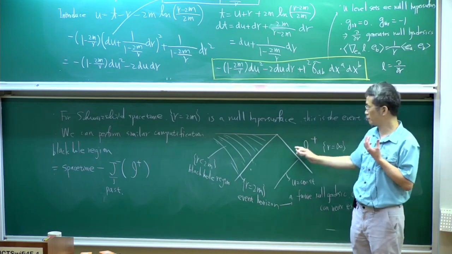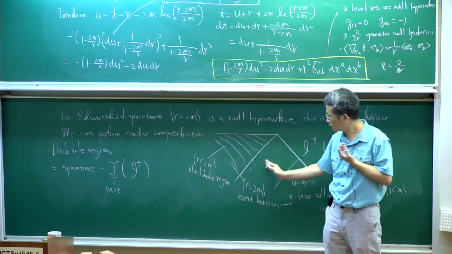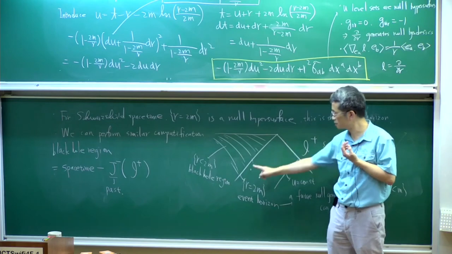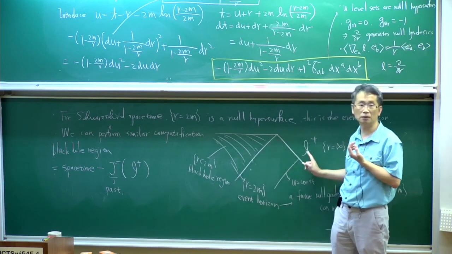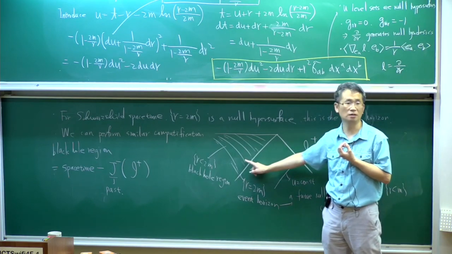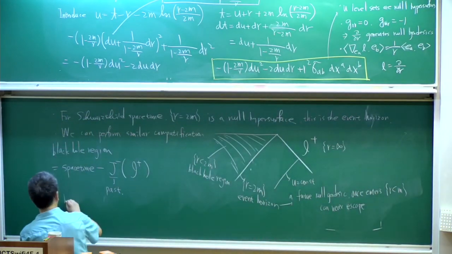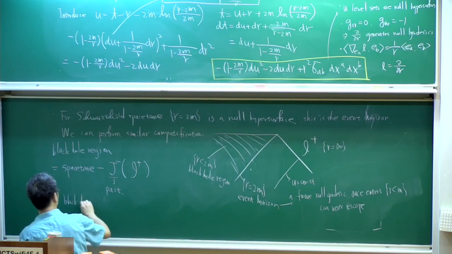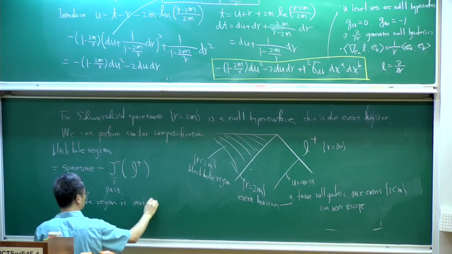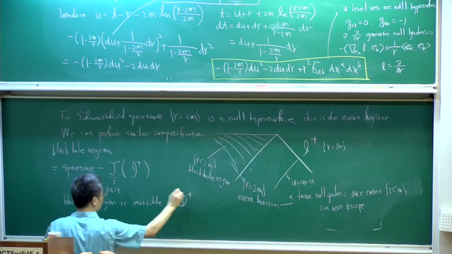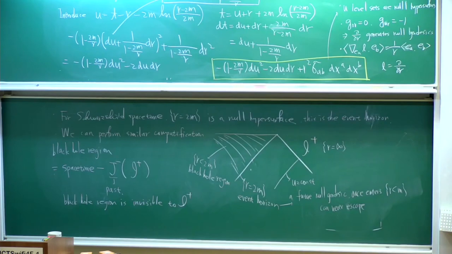Imagine we're sitting here. Anything in a black hole is in the complement of the past. So if you're here, you will be able to send signal and we will be able to see it. But if you're inside this region, your signal cannot reach I plus. So this black hole region is invisible. You can see why I plus is important.